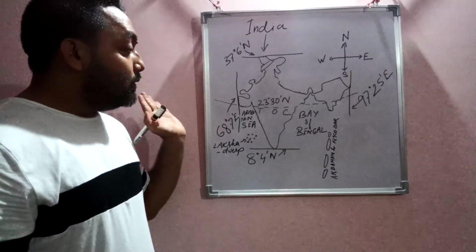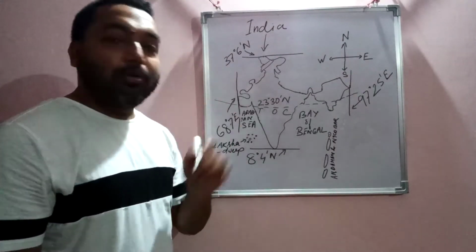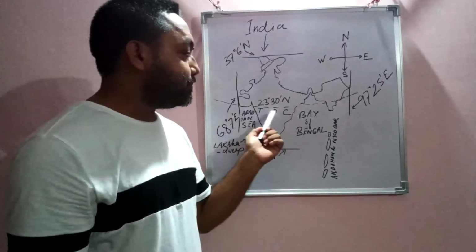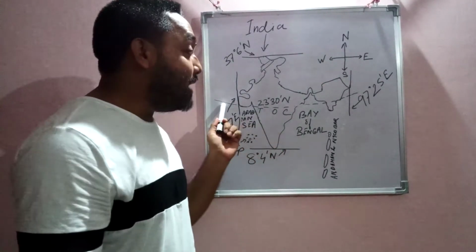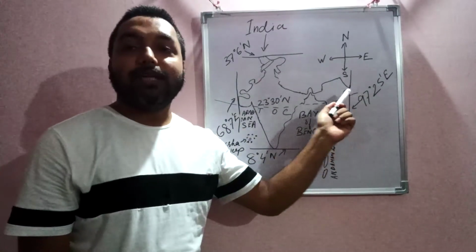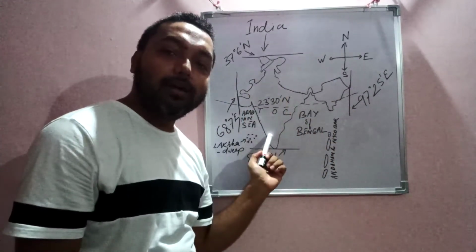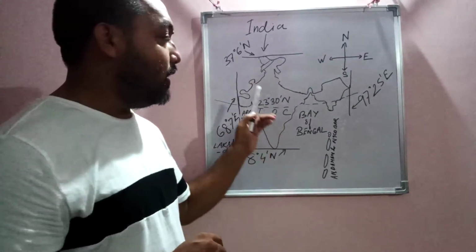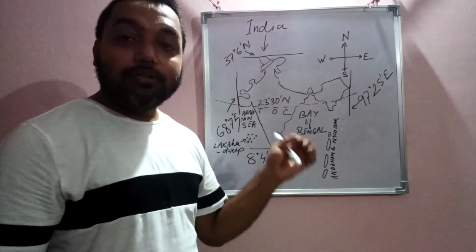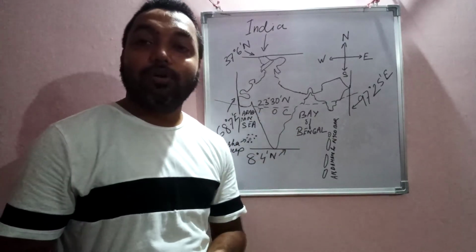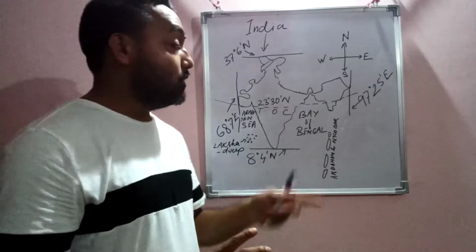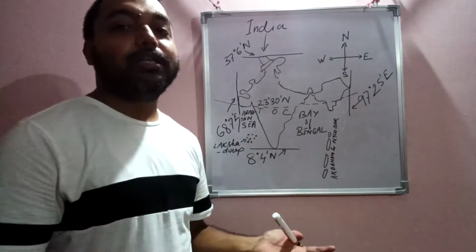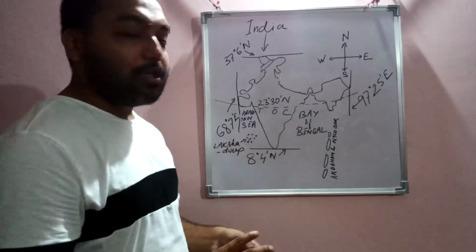The most important latitude is the Tropic of Cancer. The Tropic of Cancer passes almost through the center of India. Not exactly, but almost, it divides India into the northern part and the southern part. The climate of India is also very much affected by this position on the Tropic of Cancer, because we have both summer and winter seasons. So this is about the location of India.